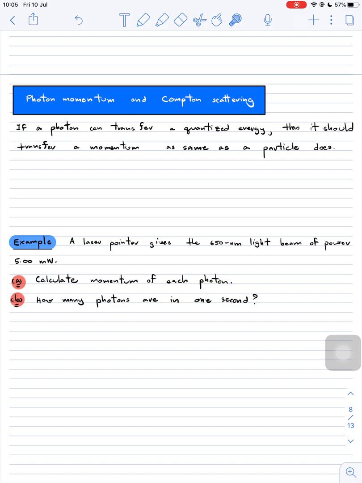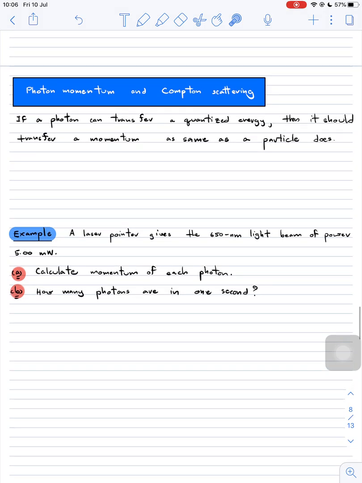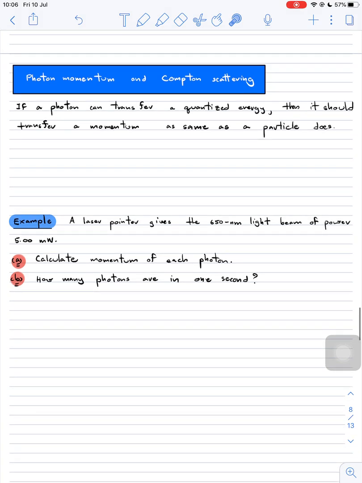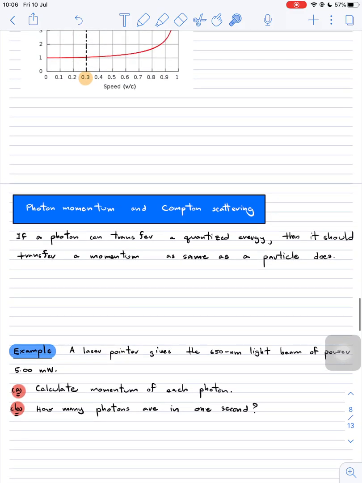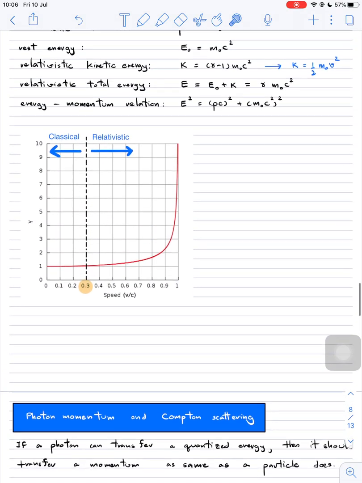So we know that the photon can transfer a quantized energy, which is equal to h times f. Then if the photon behaves as a particle, it should transfer momentum as well, the same as a conventional particle. So then Einstein proposed that the momentum of the photon is, let's use this one.